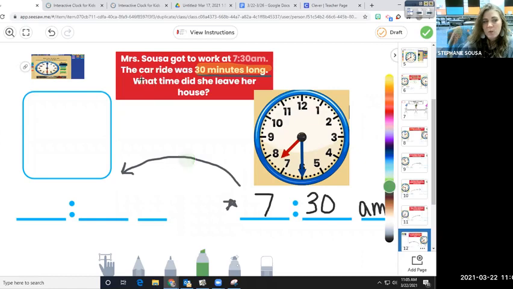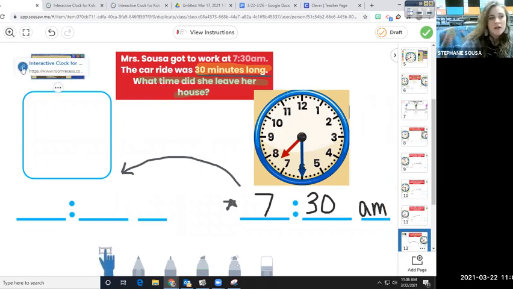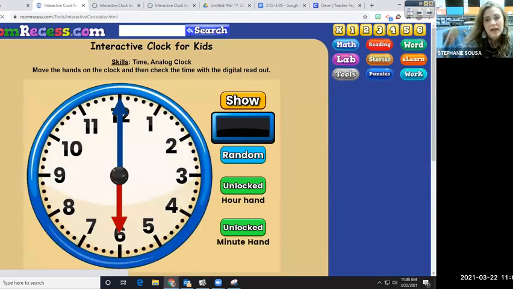We're asking what time did I leave my house? That's when I began my workday, okay? When I'm leaving my house. When I'm in my house, that's my personal time, okay? When I'm driving to work, I'm getting ready to start that workday. So we're looking for the start of my workday, okay? Let's click on our clock and make it say 7:30 a.m.